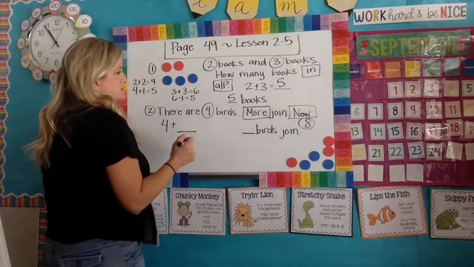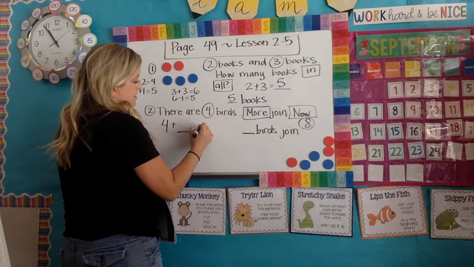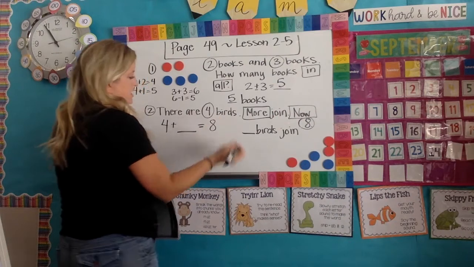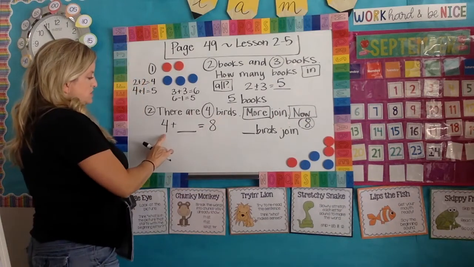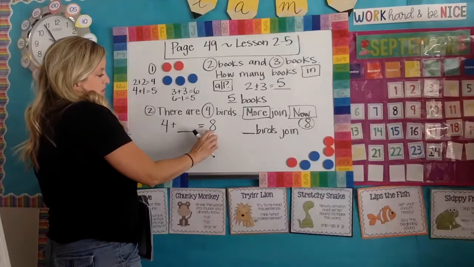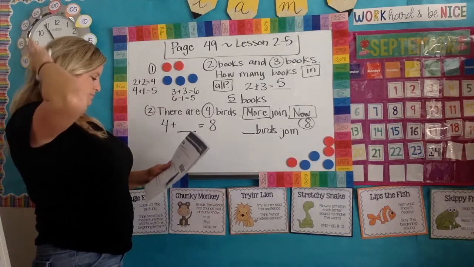Now I have 8. I don't know how many joined, so I wrote a blank for that. But now, over here, I have 8. So 4 birds to start, plus some more. I don't know how many, but at the end, I end up with 8. So how many birds join?